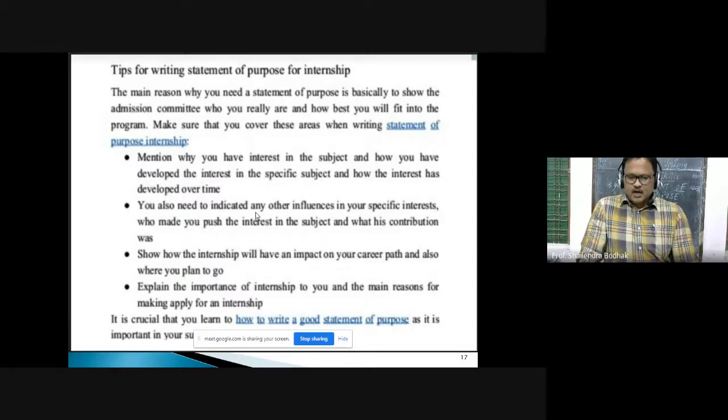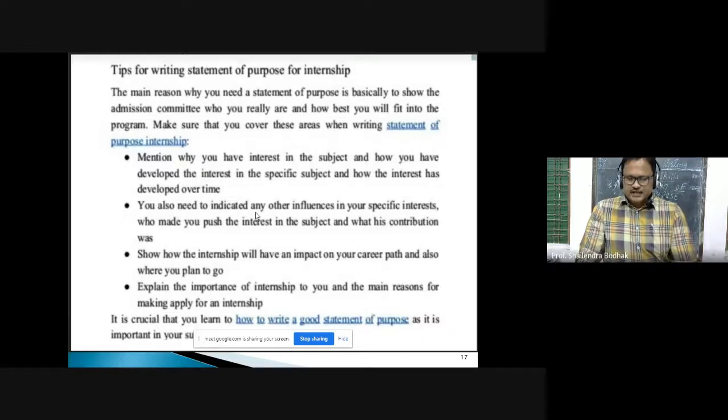Then show how the internship will have impact on your career path, how this internship will be beneficial for you in your career development and also where you plan to go. You also have to mention your plans. Where are you planning to go? And next is explain the importance of internship to you and the main reasons for applying for an internship. So all these things are very important.